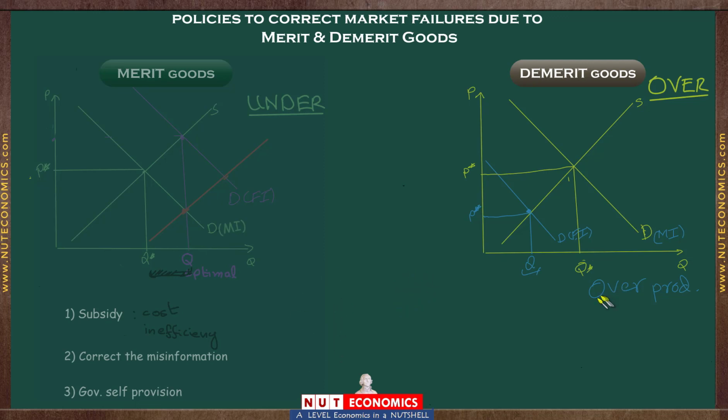The demerit good is overproduced, the government wants to lower the amount that is being produced, put an indirect tax on all these demerit goods. And this is exactly what the government does. The government would always put a tax on things like alcohol and cigarettes and all these things, demerit goods, things that the consumer doesn't fully realize how bad they are for them.